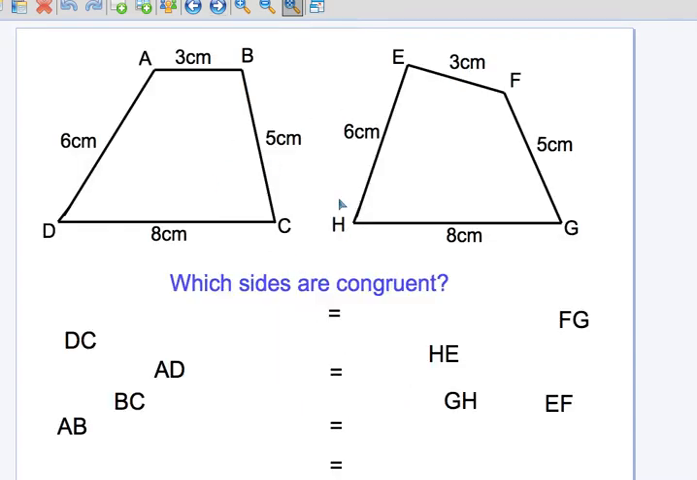So we're looking at these two shapes right here. These are both quadrilaterals. They've got a variety of measurements. And we want to look at the first question, which sides are congruent. So we're looking for same.